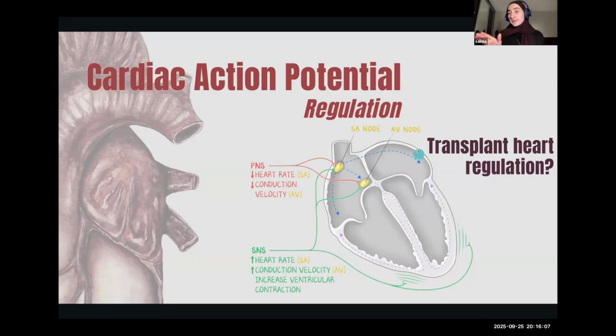Okay. Now back to the transplanted heart. Would this patient A's sympathetic nervous system be able to affect the transplanted heart? No. However, if this person gets stressed, their heart rate would still go up. Why is that?